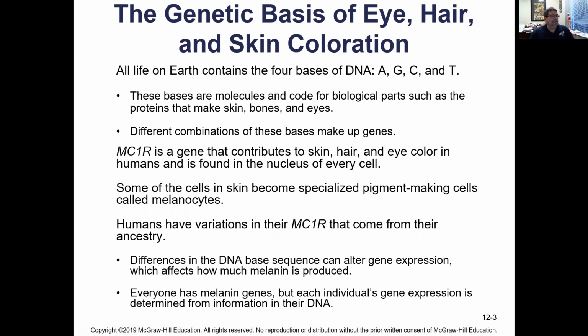All living things on Earth have only 4 bases in the DNA: adenine, guanine, cytosine, and thymine. These bases code for all biological material, and he makes a comment here about this MC1R gene that contributes to skin, hair, and eye color, which is found in the nucleus of every living cell so far on Earth. And it determines melanin levels, etc. Kind of cool, kind of interesting.